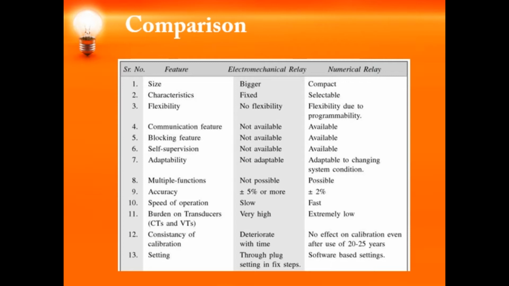And setting. Plug setting and time setting have to be done in steps. You might have observed in electromechanical relays, you have a PSM setting and a TMS setting, where there is a disk that you need to set. Whereas in the case of a numerical relay, it is done through software. You have to program the settings, so you can easily change them.